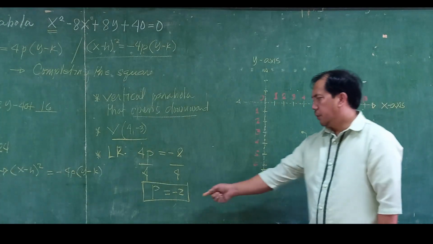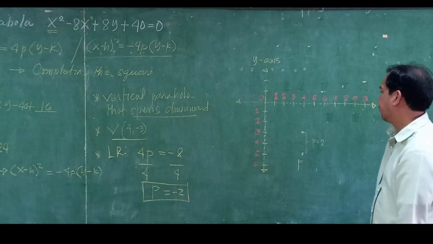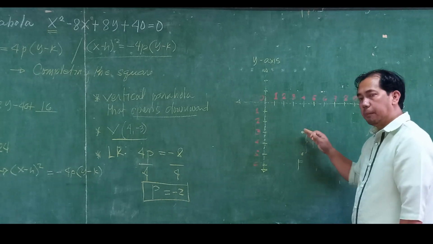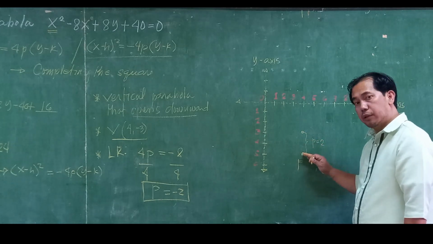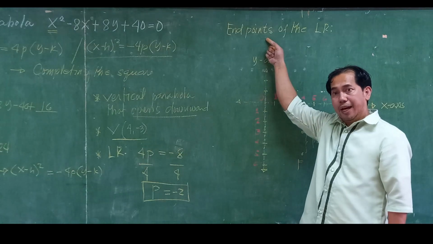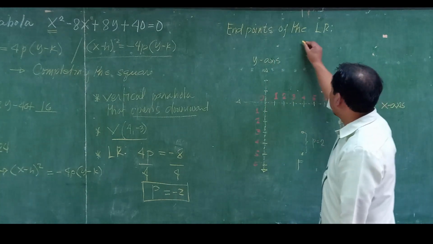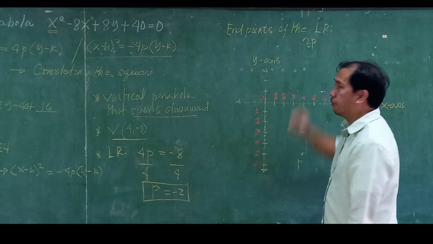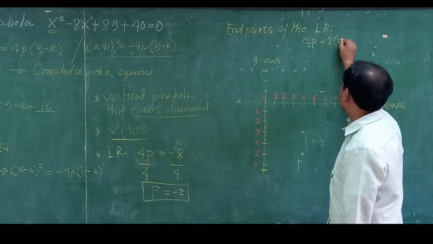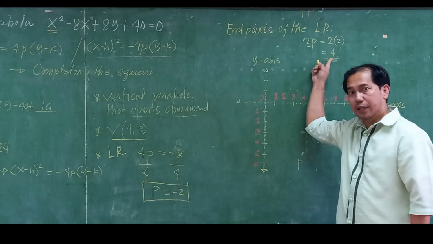Because as I told you, the negative sign will just tell you that the opening of the parabola is downward. Now, because you have already plotted the vertex and the focus, you can now locate the endpoints of the latus rectum. We know that the latus rectum is 4p, and half of the latus rectum is 2p. Now, having p as 2, that is 2 multiplied by 2, which gives you 4, the half of the latus rectum.